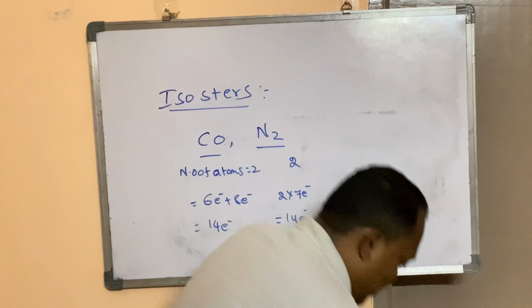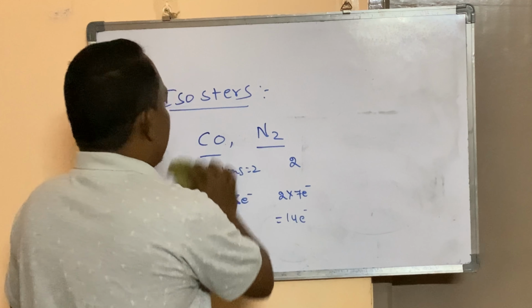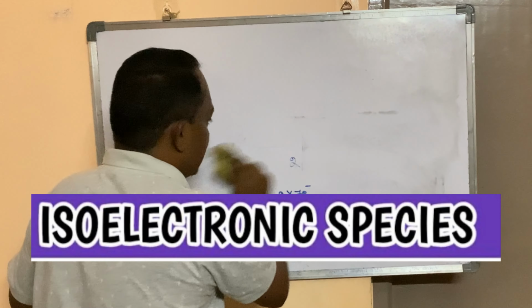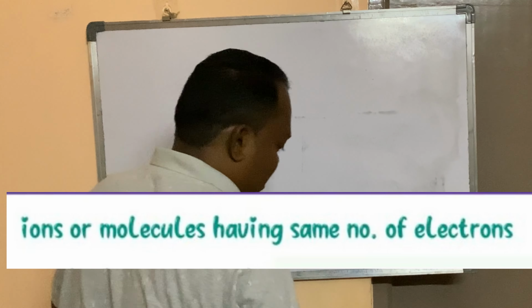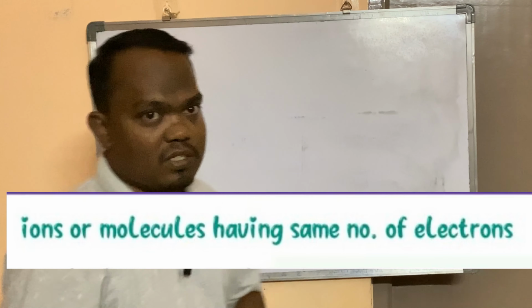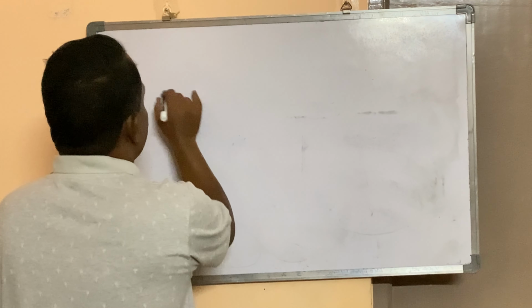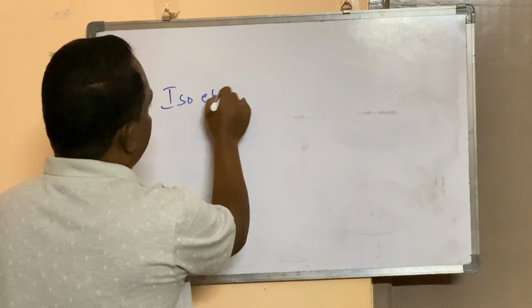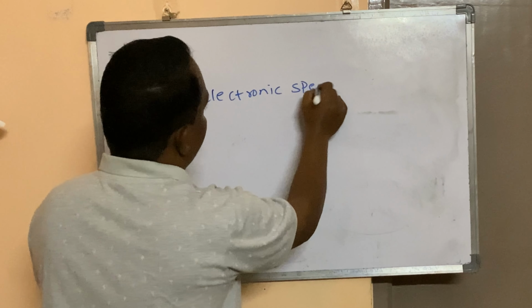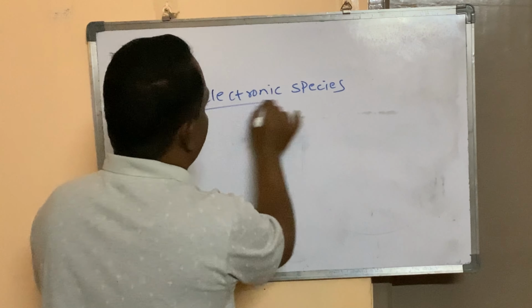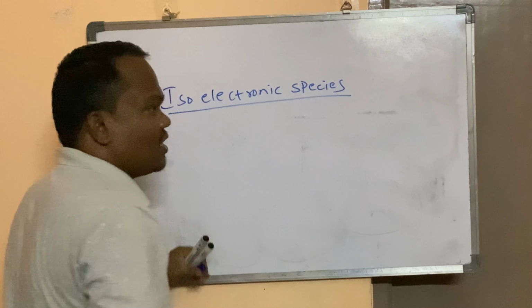Next, we have isoelectronic species. Do you know what I mean by isoelectronic species? Isoelectronic species are the species which contain the same number of electrons.